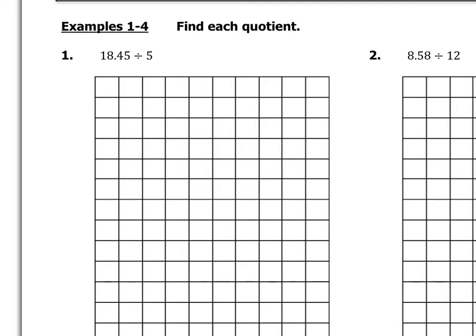So remember that this first number you see, 18.45, that is your dividend. So I'm going to set up my long division problem like this, with 18.45 inside my long division house. And then I'm dividing by my divisor, which is 5. Now, in my answer, which is my quotient, I want to make sure I put my decimal point directly above the decimal point in my dividend. So it will go here. And now I'm just going to divide like I normally do.